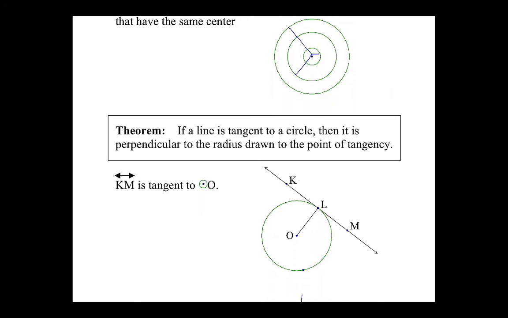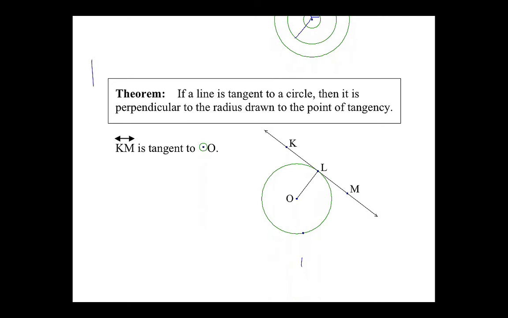So let's get into some theorems. This is probably the most useful theorem of circles you will need. If a line is tangent to a circle, then it's perpendicular to the radius drawn to the point of tangency. We know all these terms. So if KM is tangent to circle O in this picture, we know that OL goes from the center to a point, so that's a radius. KM is tangent, so it's only hitting this one point, L, the point of tangency.